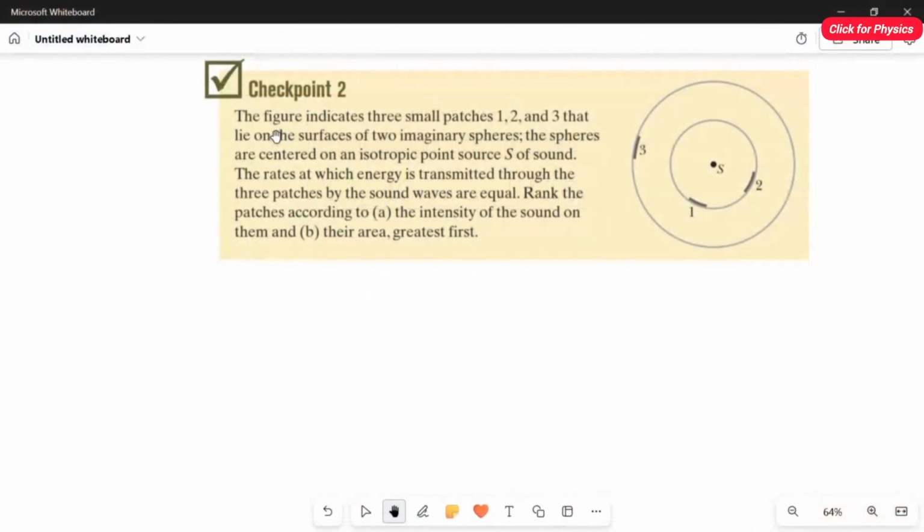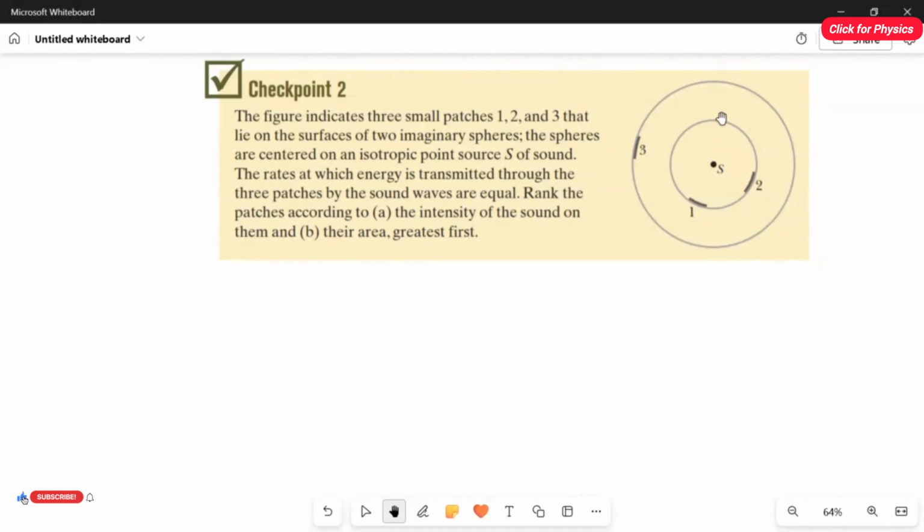Checkpoint 2. The figure indicates three small patches 1, 2, and 3 that lie on the surfaces of two imaginary spheres. The spheres are centered on an isotropic point source S of sound. The rates at which energy is transmitted through the three patches by the sound waves are equal. Rank the patches according to the intensity of the sound on them and their area, greatest first.